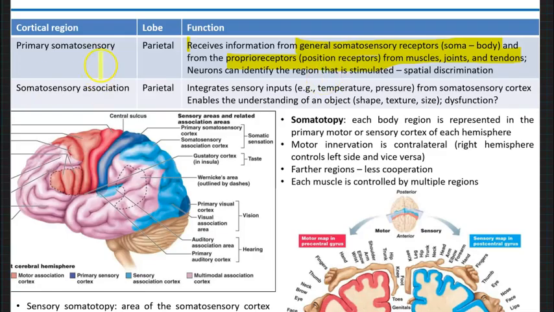Primary somatosensory cortex, which is located in the parietal lobe on each hemisphere, is responsible for receiving the signals, okay, and interpreting basic qualities. Where? What is it? Is it a pain? You know, how intense?